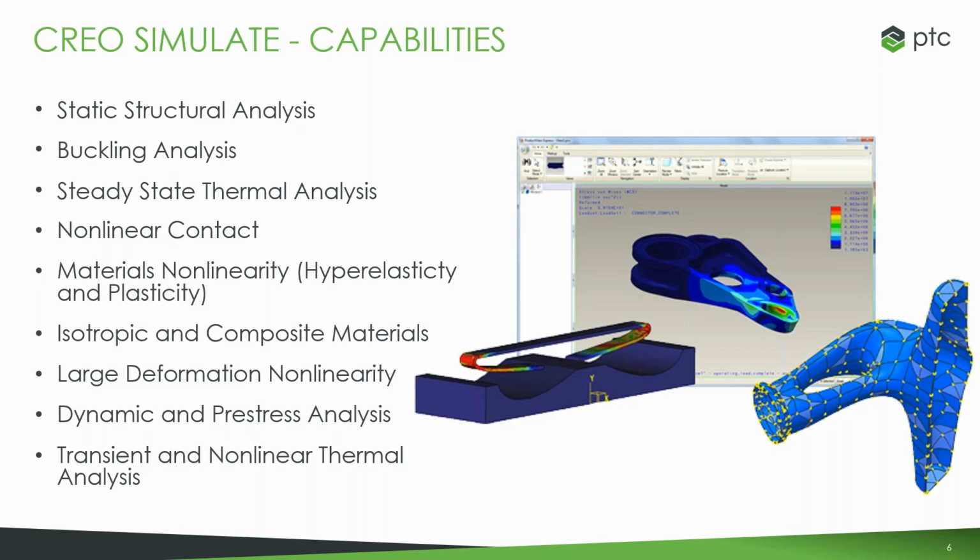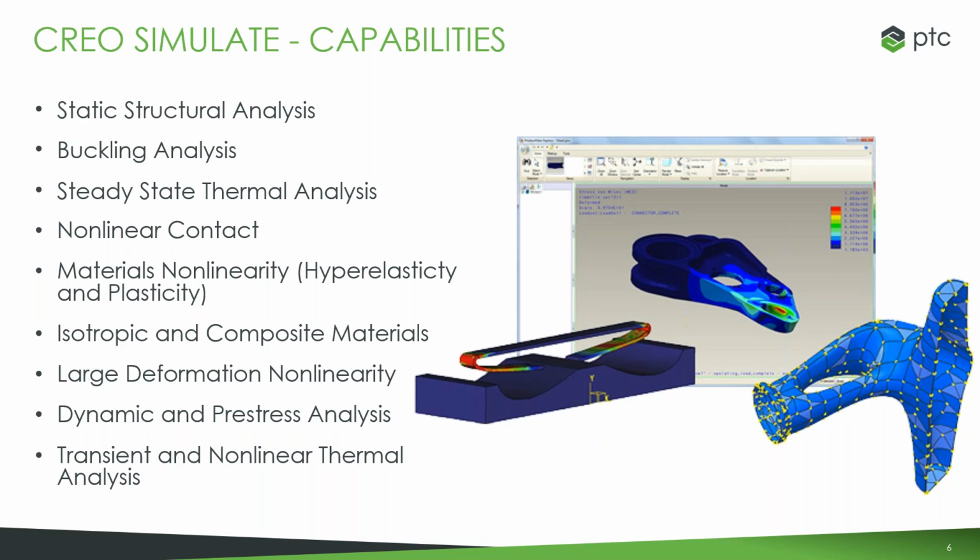So we have a lot of different results, and they're broken up into a lot of different types of analysis, and they're broken up into a couple different packages, which we can talk about in a little bit. But your static structural, that's your standard buckling, steady state thermal, nonlinear contact, materials nonlinearity. So you can do contact analysis and use hyperelasticity and plasticity. Isotropic and composite materials are something you're able to do as well.